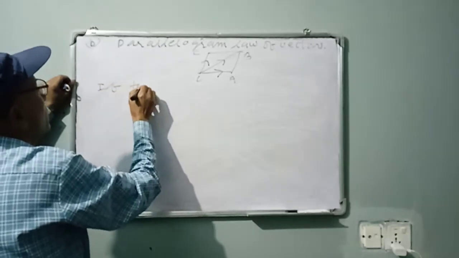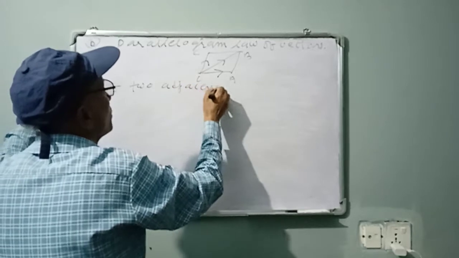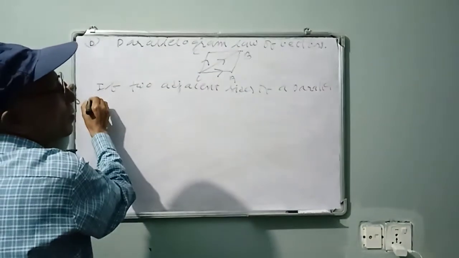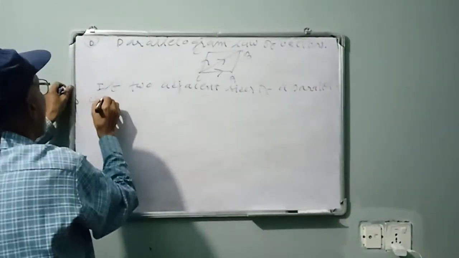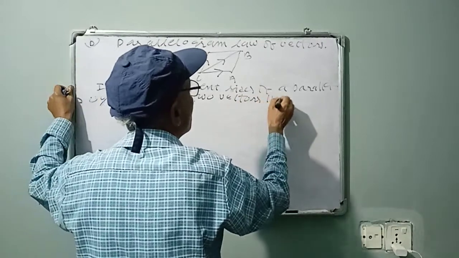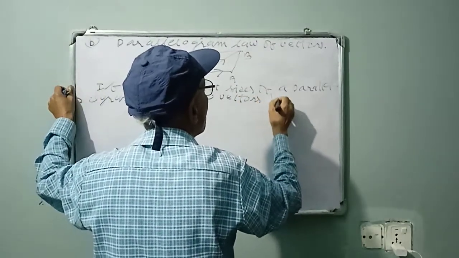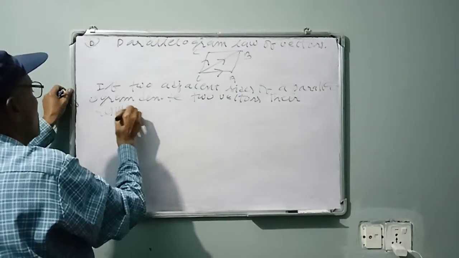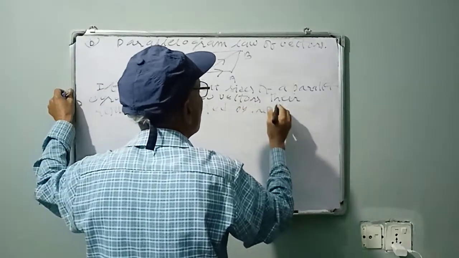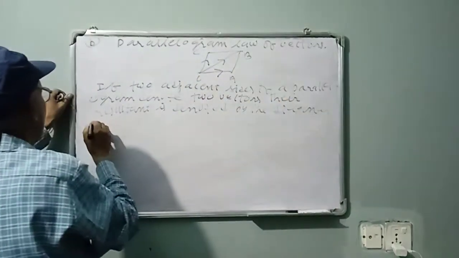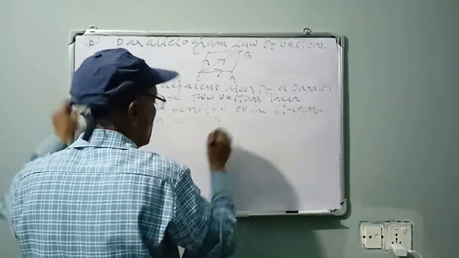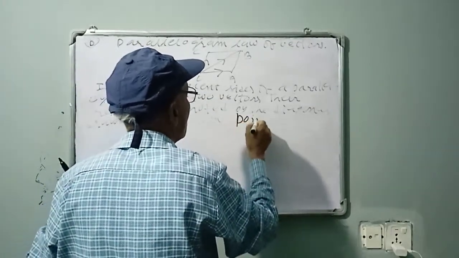If two adjacent sides of a parallelogram denote two vectors, their resultant is denoted by the diagonal drawn from the same point.